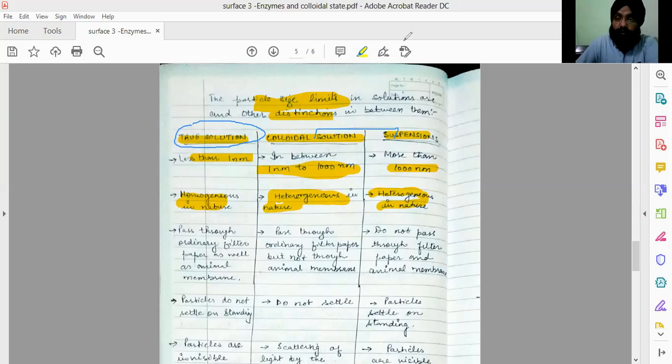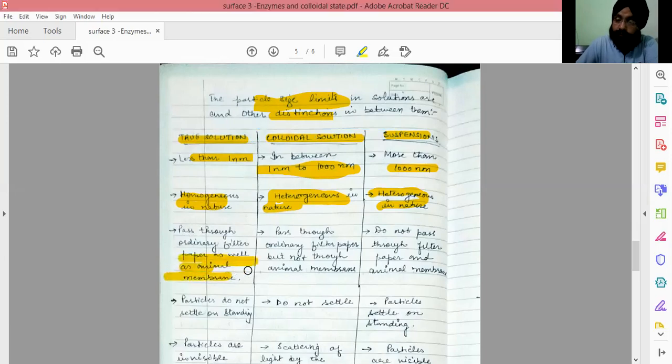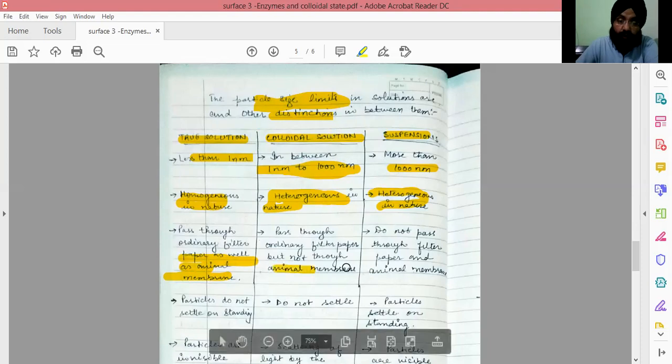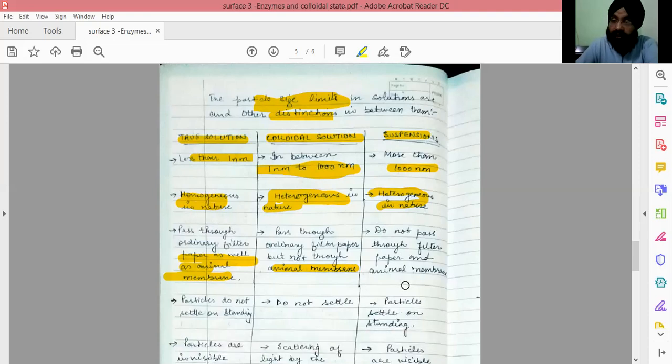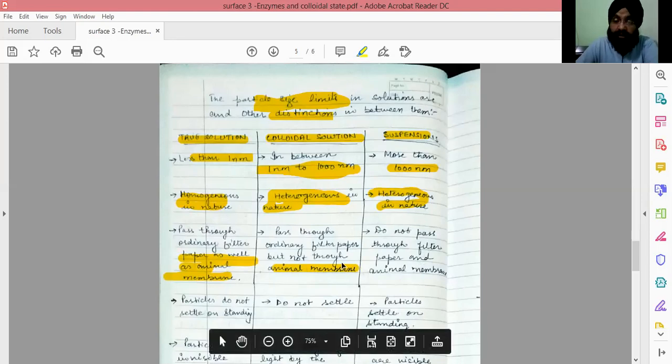Now, next is how they pass through filters. True solutions can pass even through ultra filter paper. Whereas colloidal solutions cannot pass through an animal membrane, but they can pass through simple filter paper. But suspensions cannot pass through filter paper or through the animal membrane. Their particle size is very large, right?